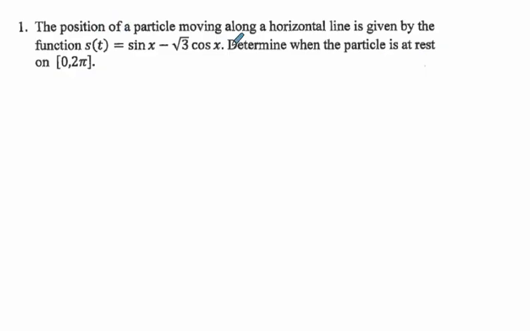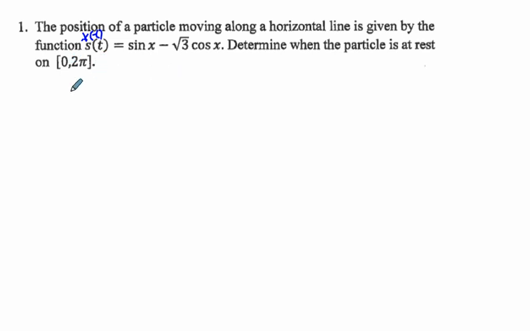The position of a particle moving along a horizontal line is given by the function s of t equals sine x minus square root of 3 cosine x. Again, sometimes we'll see this written as x of t. In fact, most of the time. Determine when the particle is at rest on the interval between 0 and 2 pi.